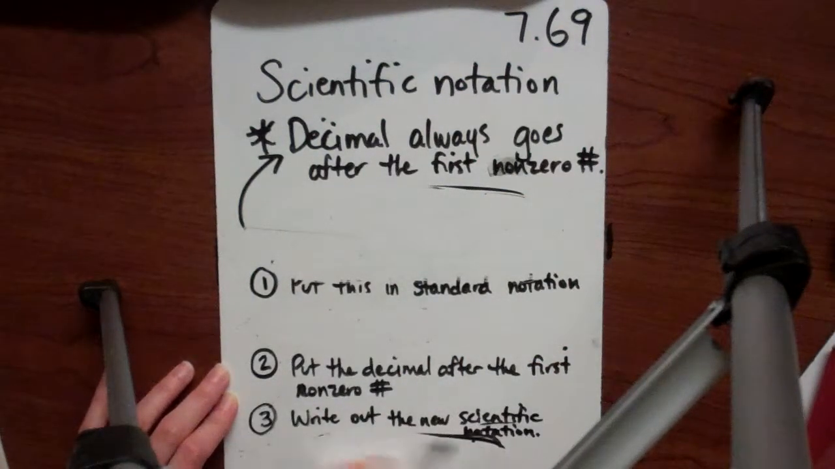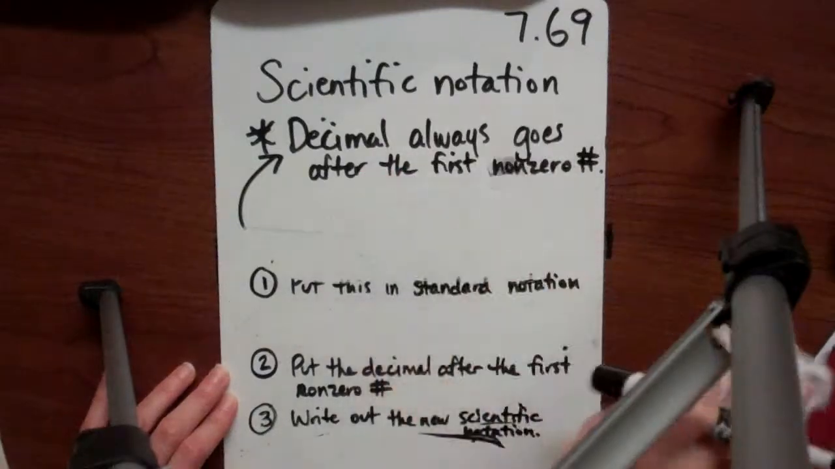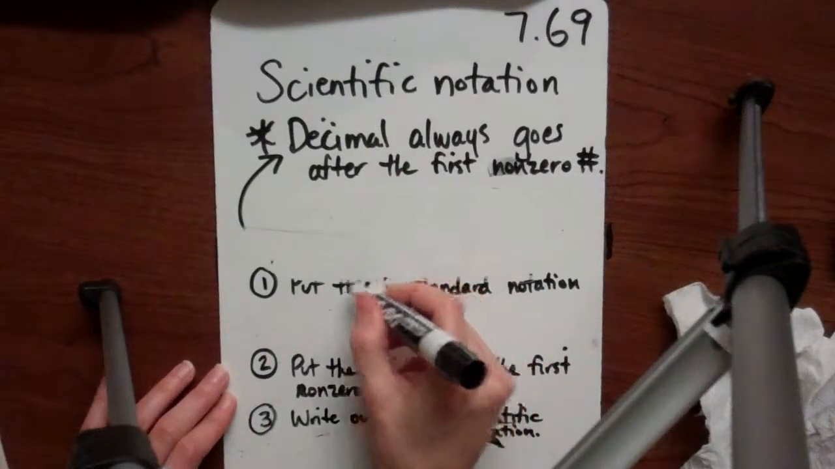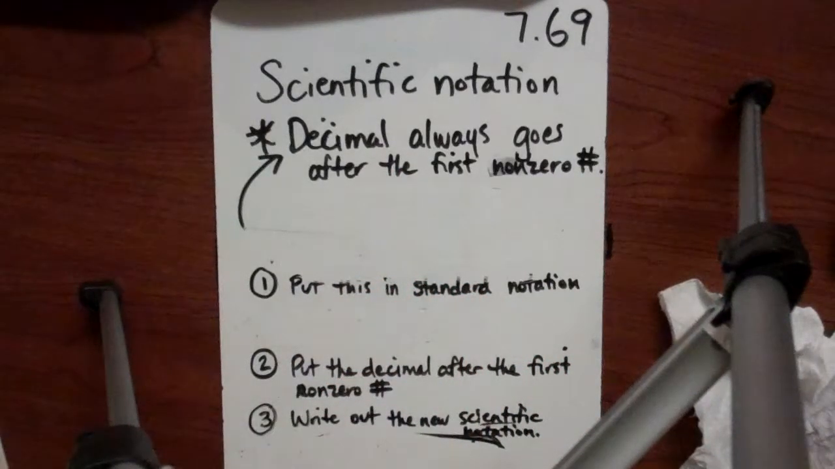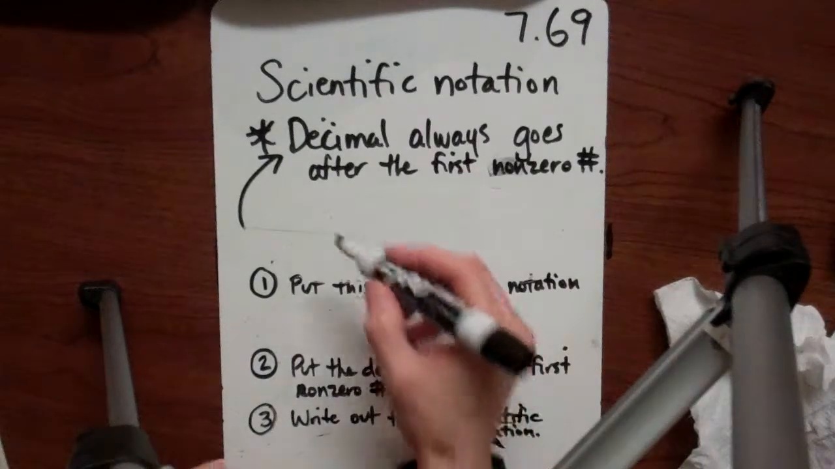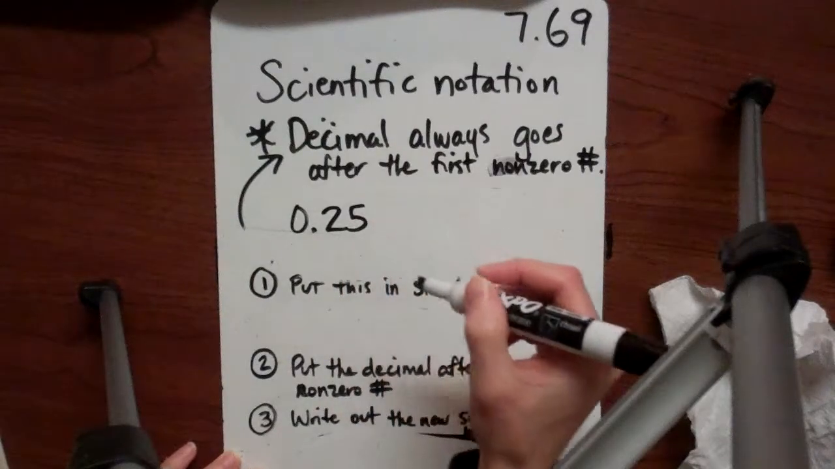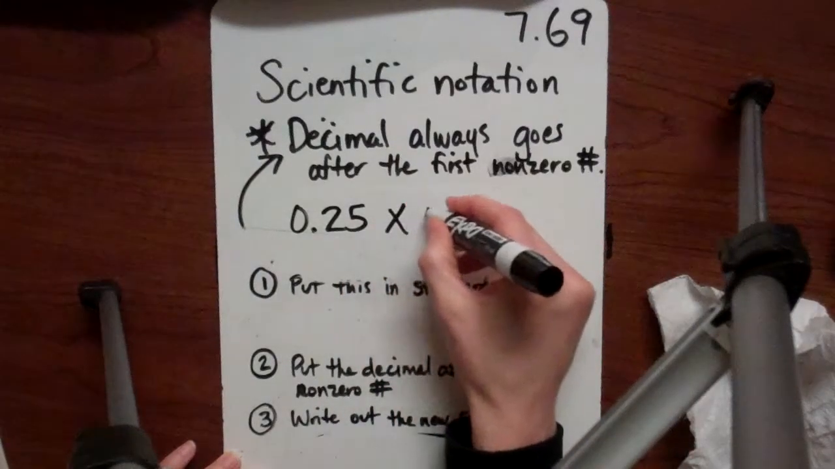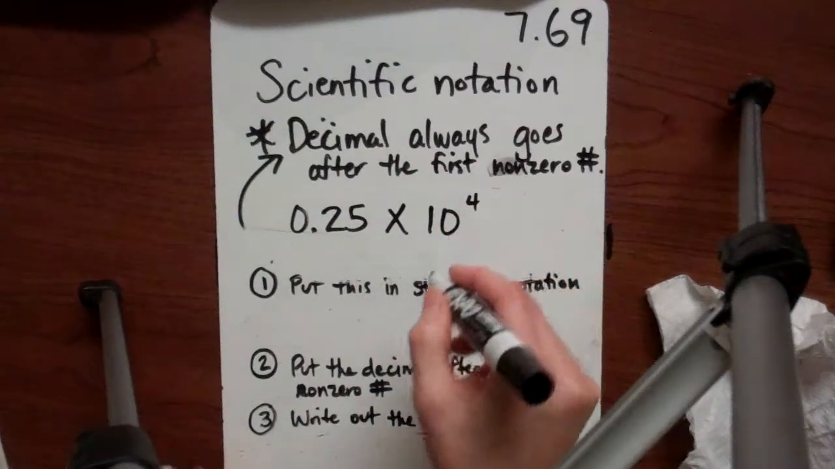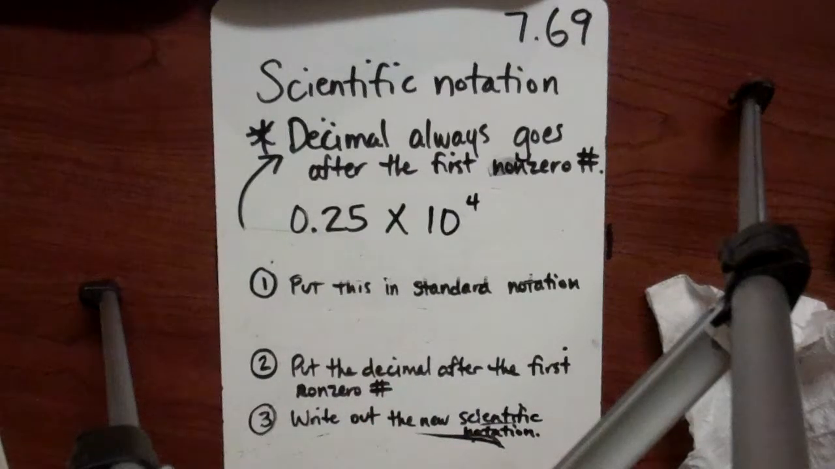I'm going to try to leave those rules up so you can see them still. Alright, so now it says this. Write 0.25 times 10 to the 4th power. And they want us to write this in scientific notation.